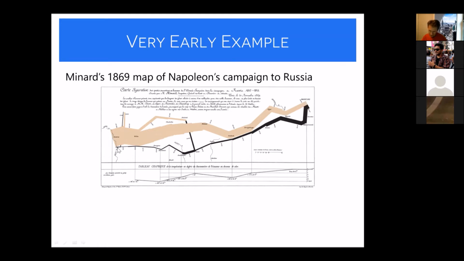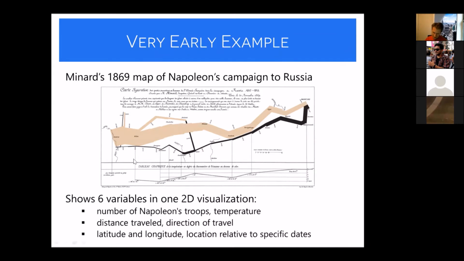In the end, only very few people came back, Napoleon included, okay? So this is basically what they say, one of the first infographics ever made, right? Six variables in a two-dimensional visualization.